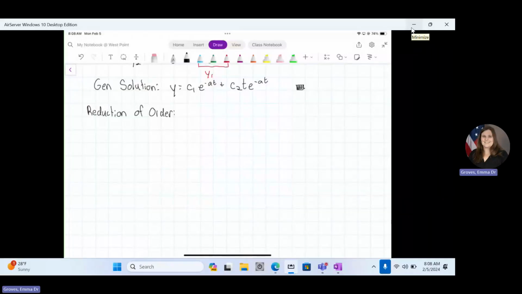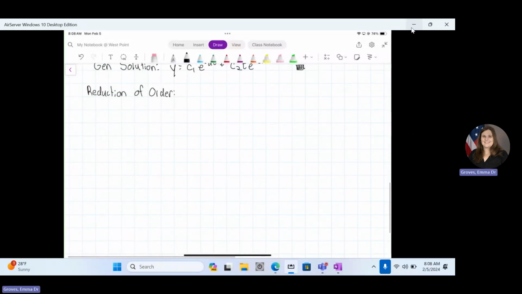All right, so our next topic in this section is reduction of order. This case of the repeated root and the reduction of order really go together. So we're going to start with the general idea.